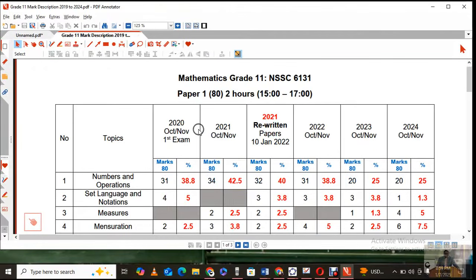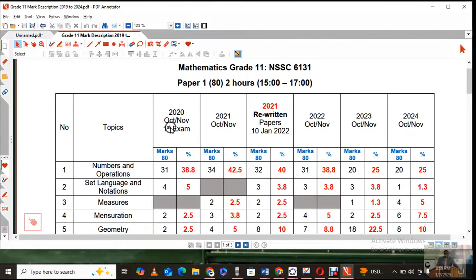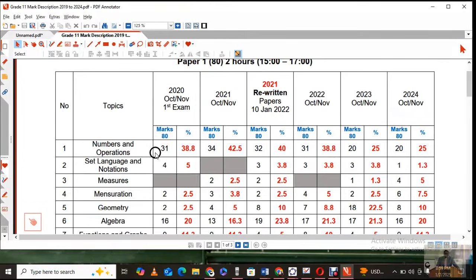And what I did is I took the topics and I summarized them. So you might have slightly a bit off from me, but what you need to realize is that looking throughout the years, paper 1 consists of 80 marks, okay? So let's say in 2020, of those 80 marks, 31 were just on numbers and operations. That's about 38.8% of the question paper. 34 marks in 2021 and so on.